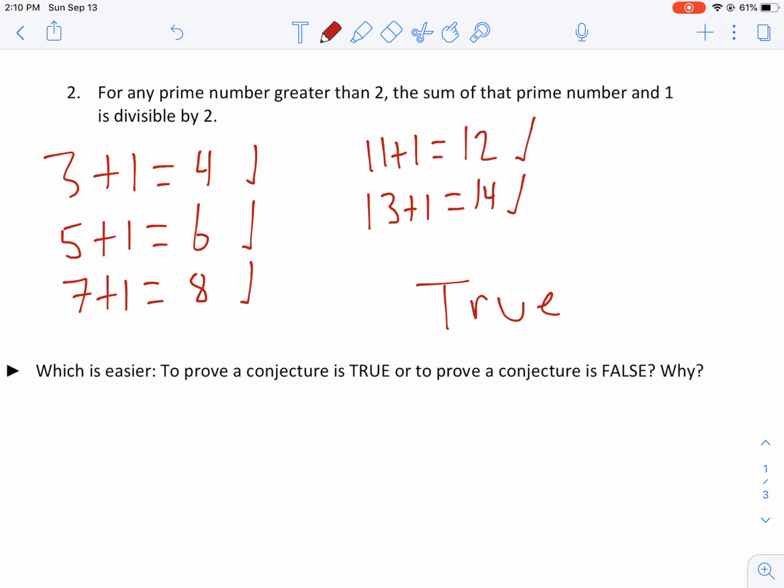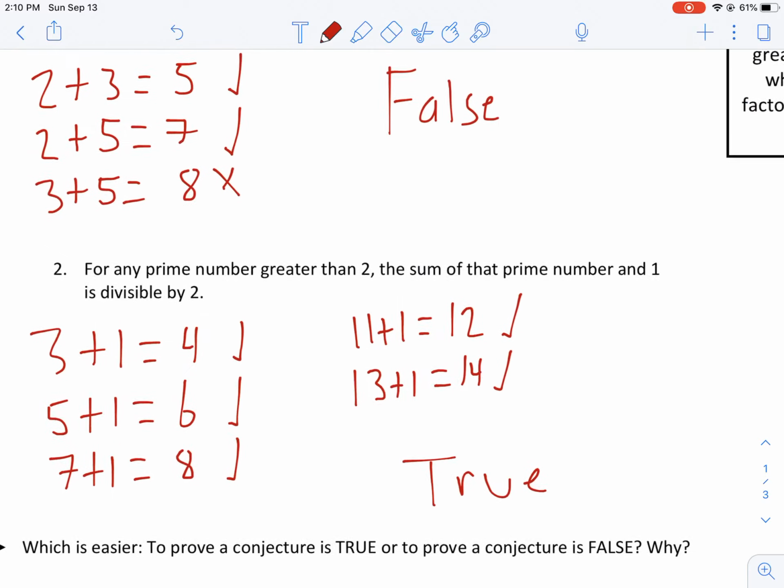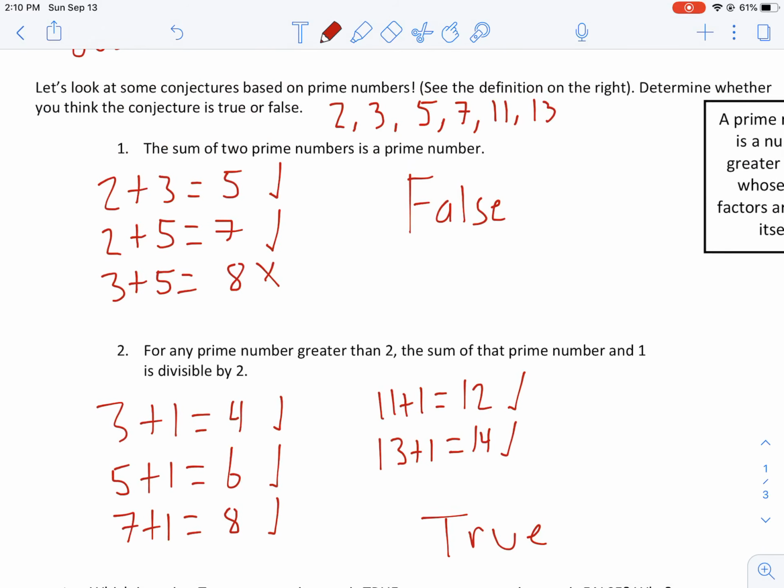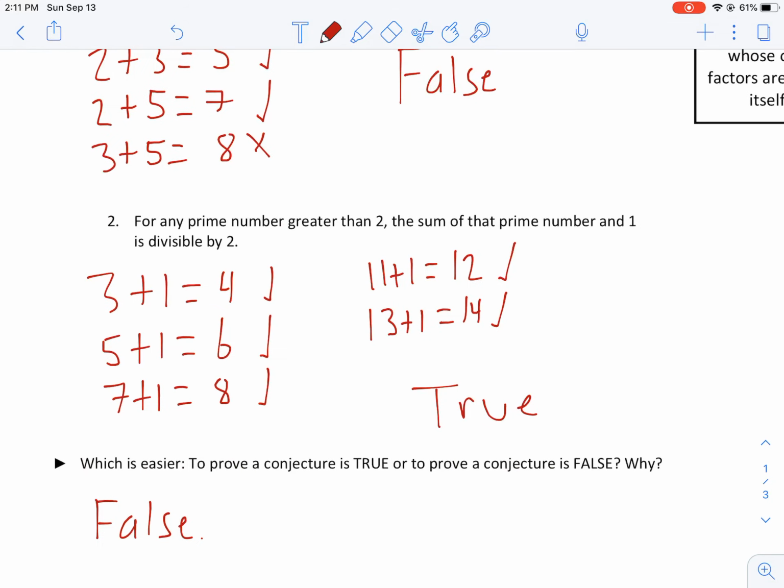So it says, what is easier, to prove a conjecture is true or to prove it false? Why? So again, I want you to pause this and answer this question. Okay, so hopefully you answered that, and I think hopefully all of you said false, okay? Why is it easier to prove something false? Well, as soon as we found one example where it wasn't true, we immediately knew it was false, right? That's called a counterexample, like I said before.